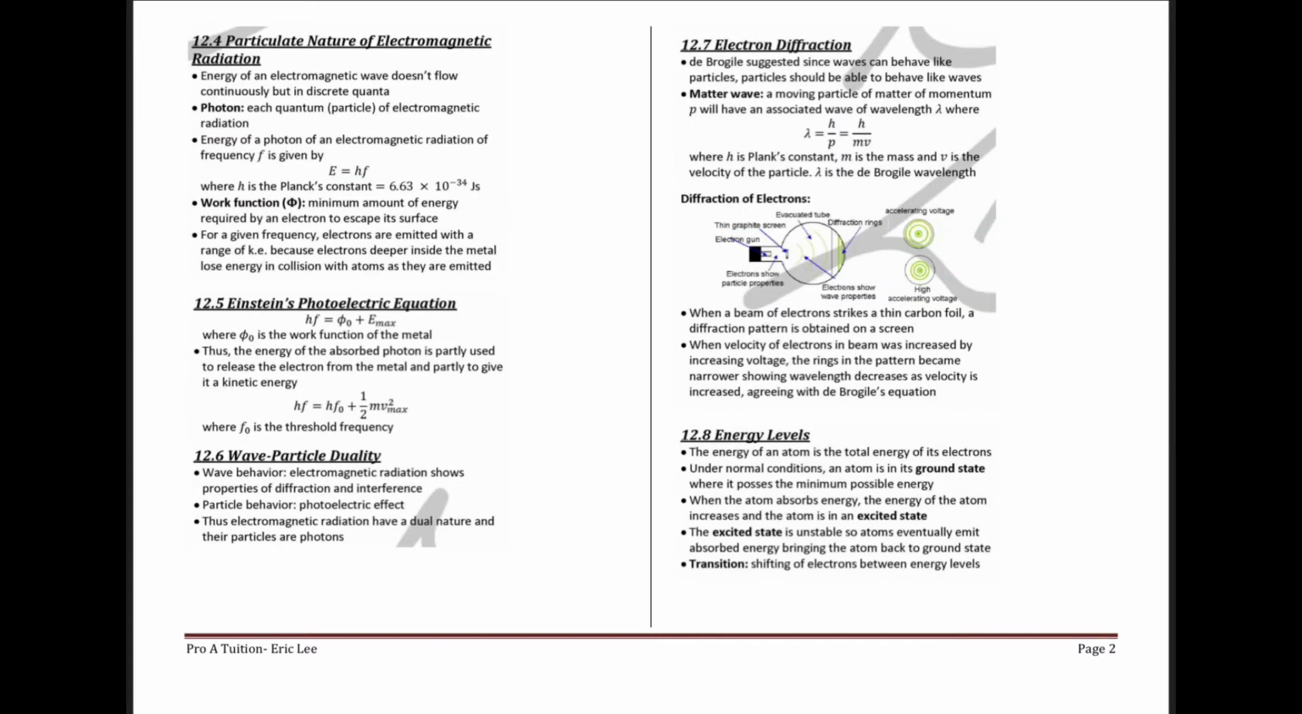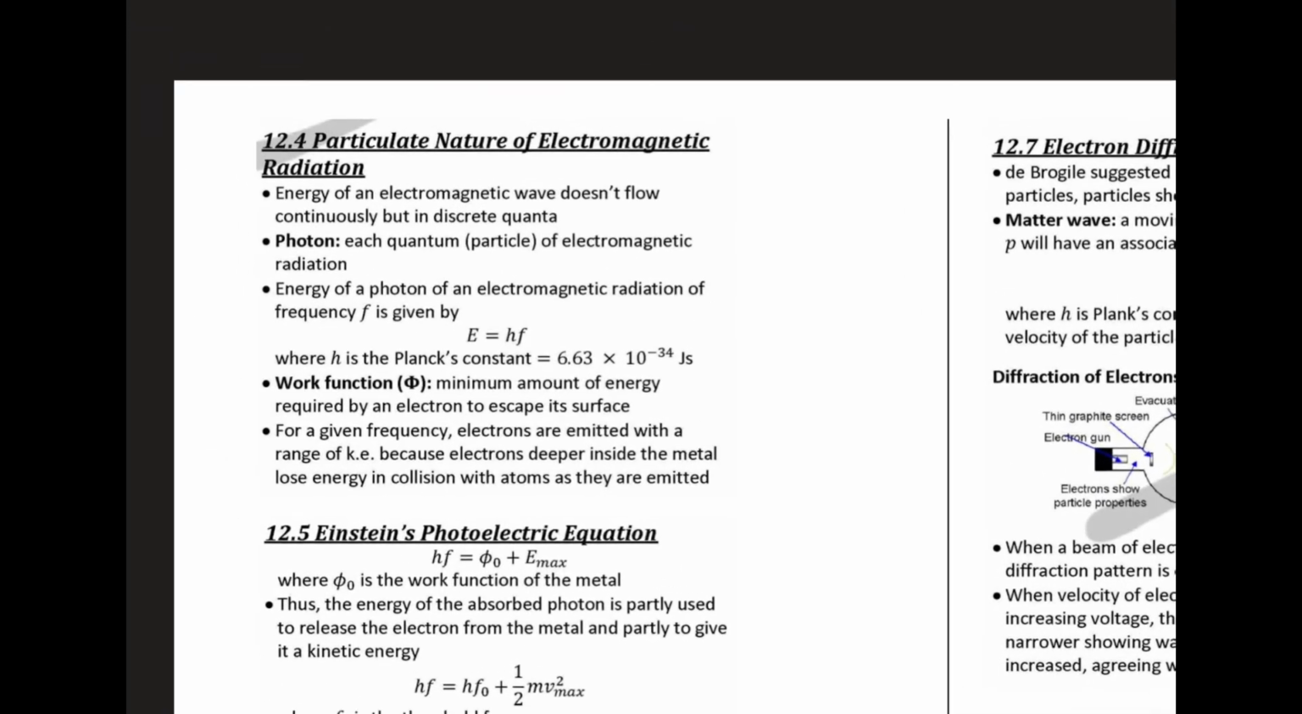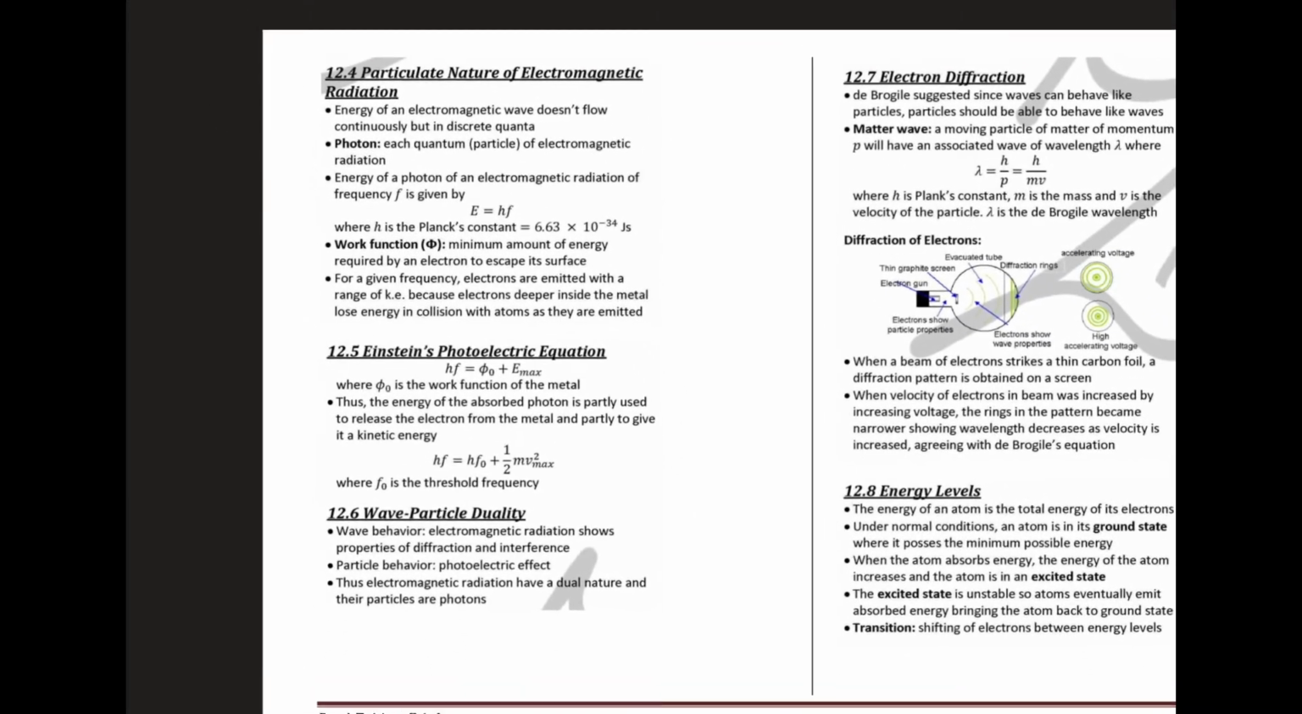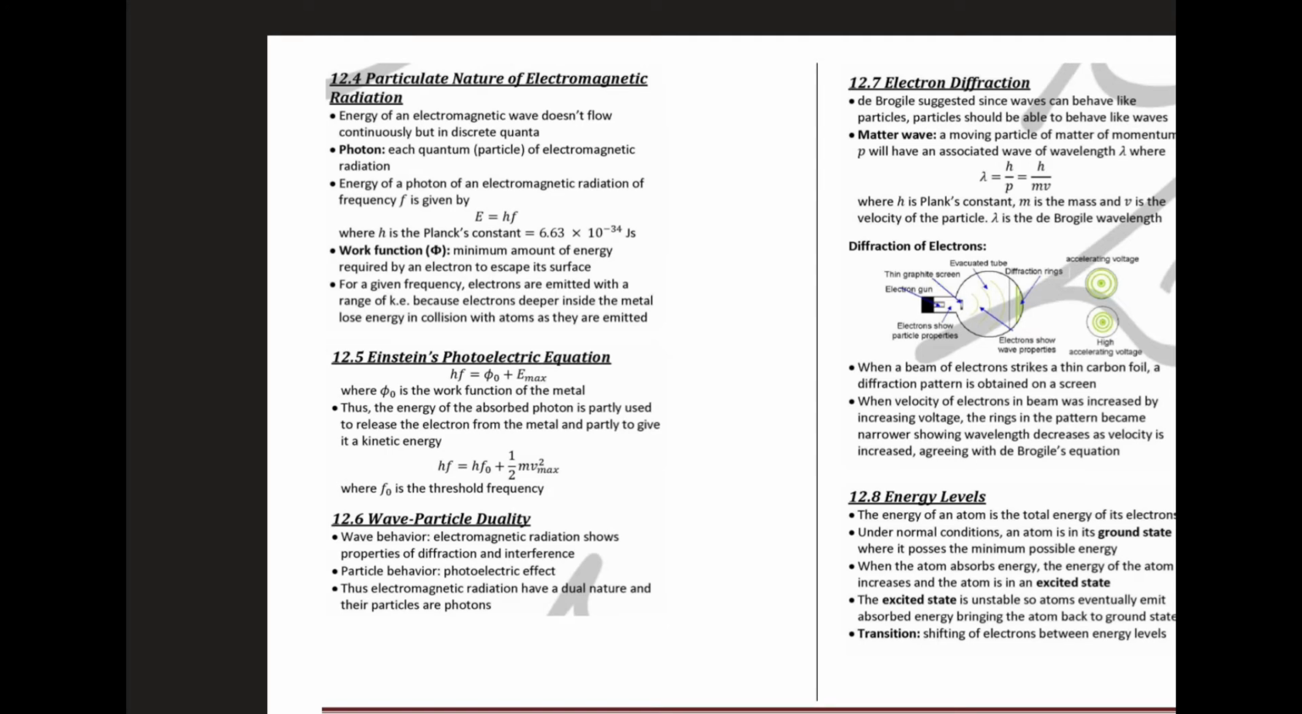So these are what we learned before. Now we have formulas. That time we didn't go through any formula, so now we have to go through them. The particulate nature of electromagnetic radiation. Of course, we discussed this particulate nature already. Let's take a quick revision first before we look at the calculation, which is in 12.6, wave-particle duality.